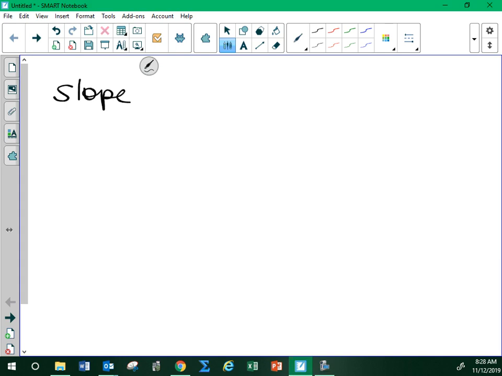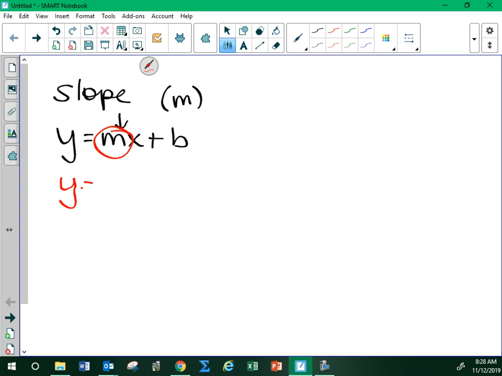Remember, slope is that m value. So in the equation, y equals mx plus b, this guy here is my slope. And that's what you did on your homework. You had to identify your slope. It's just the number in front of it. So if I have y equals 2/3 x minus 4, my slope for this would just simply be 2/3.